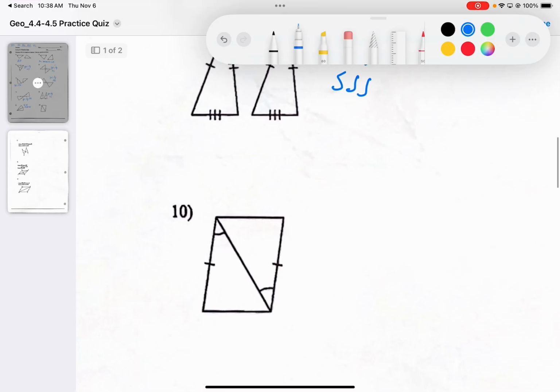All right, 10. Who done it? Julia. What'd you say, Julia? Side, angle, side, because I can say that that reflexive side is congruent. So I'd say yes by side, angle, side. All right, cool.